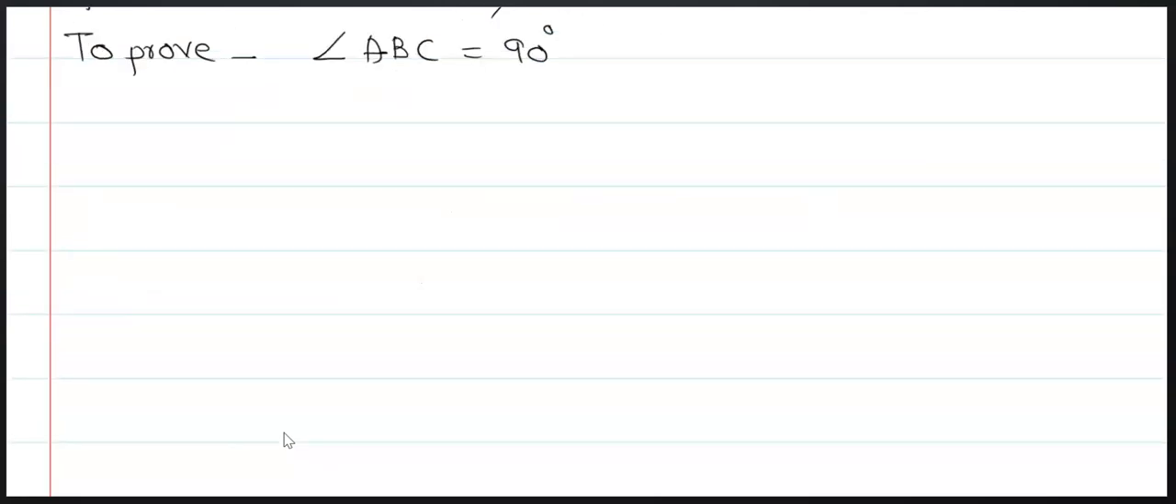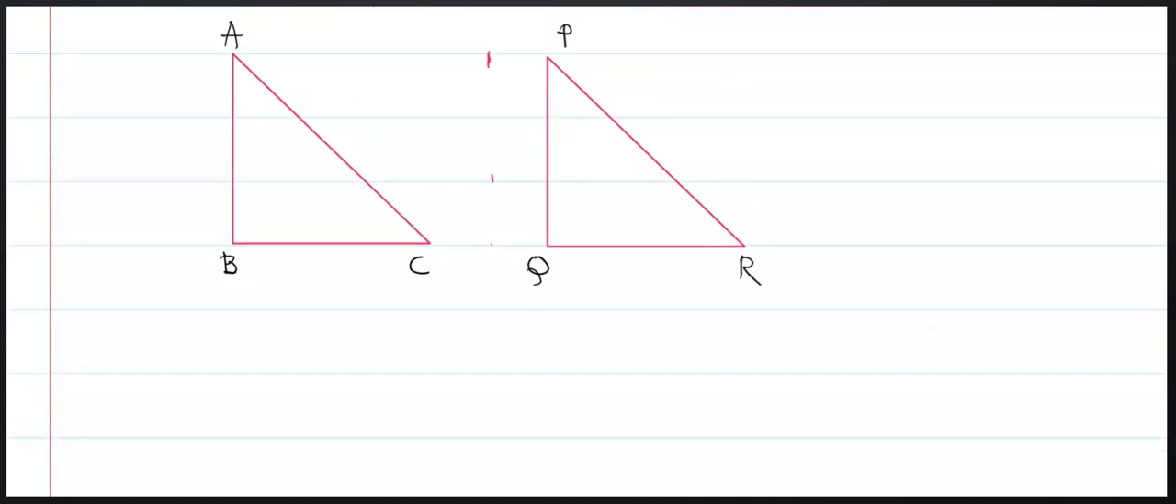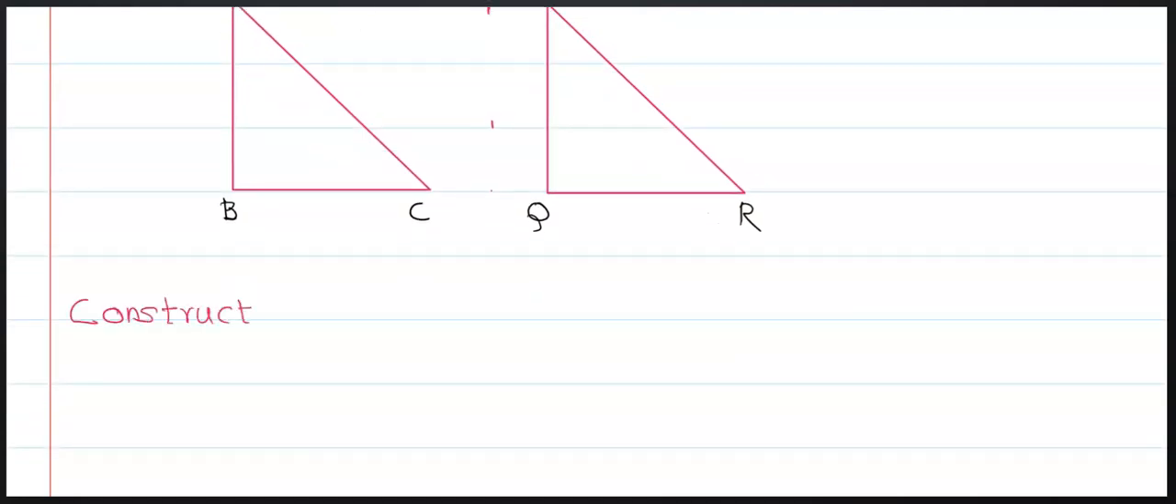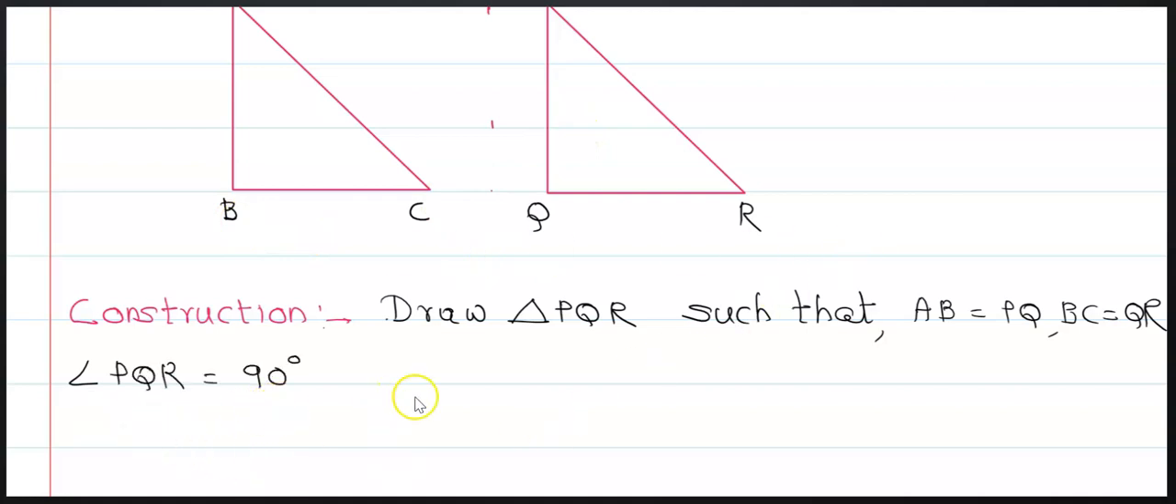And here for that we will construct the triangle, that is PQR. ABC is a triangle and another triangle is PQR. Measure of angle Q is equal to 90 degrees. Measure of angle Q is 90 degrees here. I forgot to write it here, but Q is 90. Draw the triangle PQR such that AB is equal to PQ, BC is equal to QR, and angle PQR is equal to 90 degrees.